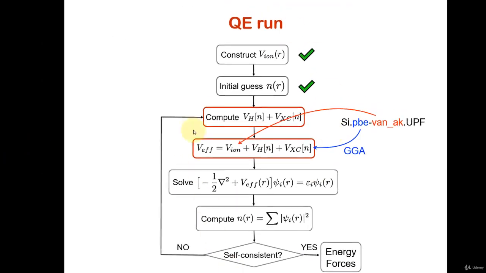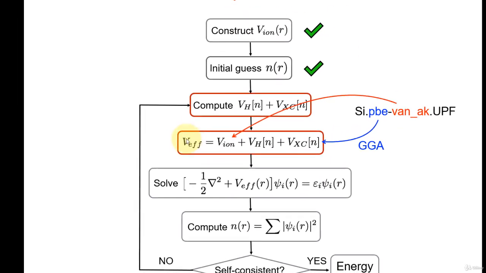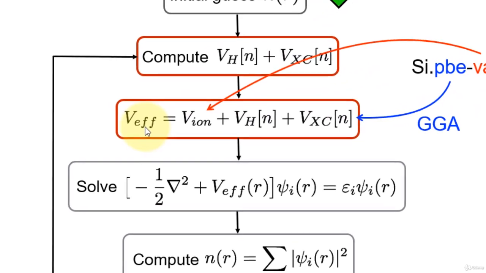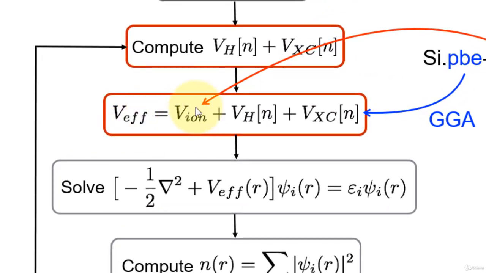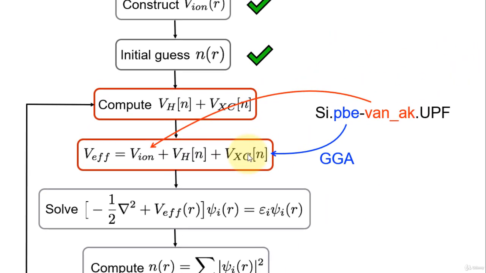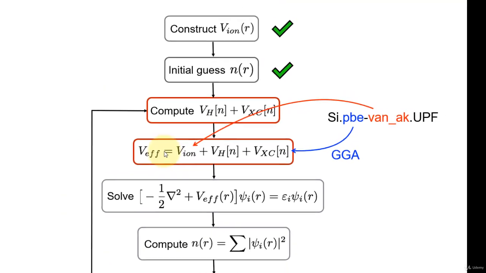This is the self-consistent field flowchart. We will describe this self-consistent field flowchart in the next lectures. And the effective potential is the summation of effective ionic potential plus Hartree potential plus exchange correlation potential. Thus, the effective potential depends on the pseudo-potential we use.